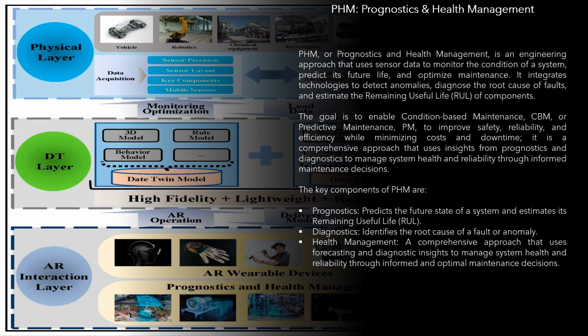The key components of PHM are: Prognostics predicts the future state of a system and estimates its remaining useful life, RUL. Diagnostics identifies the root cause of a fault or anomaly. And Health Management, a comprehensive approach that uses forecasting and diagnostic insights to manage system health and reliability through informed and optimal maintenance decisions.